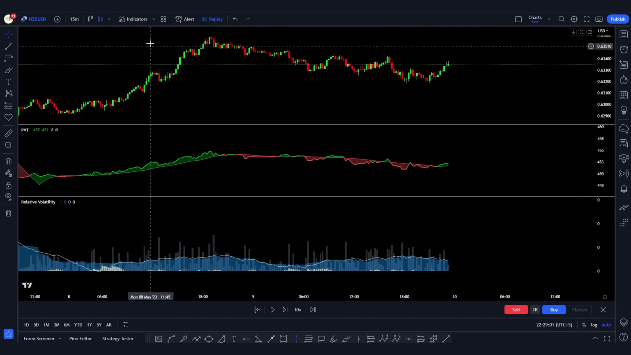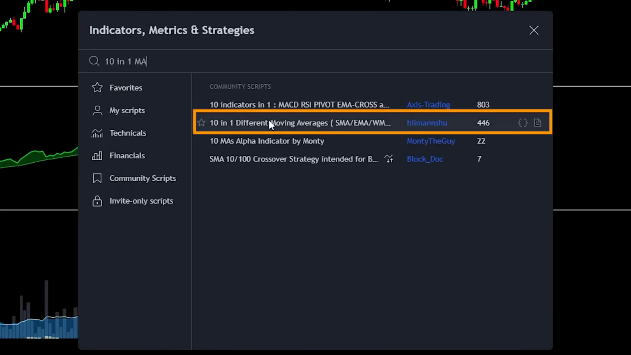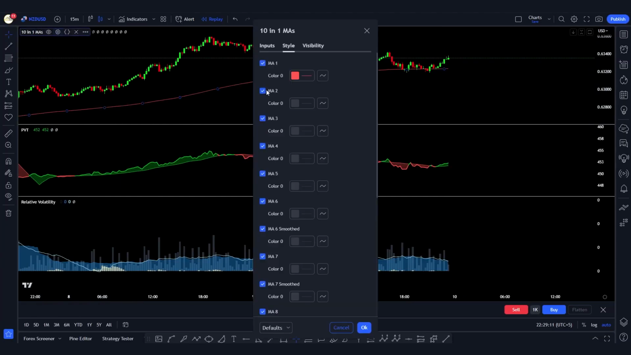Now the final indicator that we're going to use for this strategy is the 10-in-1 moving average, and we're going to add this one by the Himanshu to the chart. Once this indicator is added, let's go towards the indicator setting, and here we want to do some modifications.